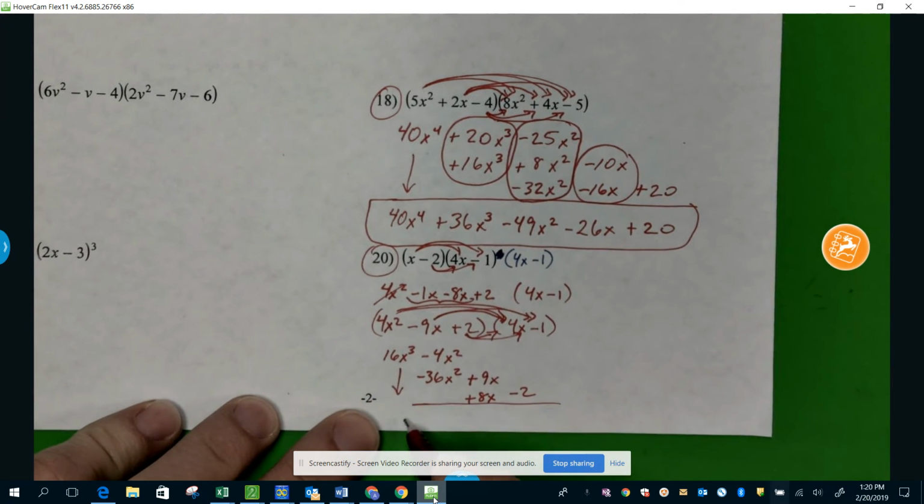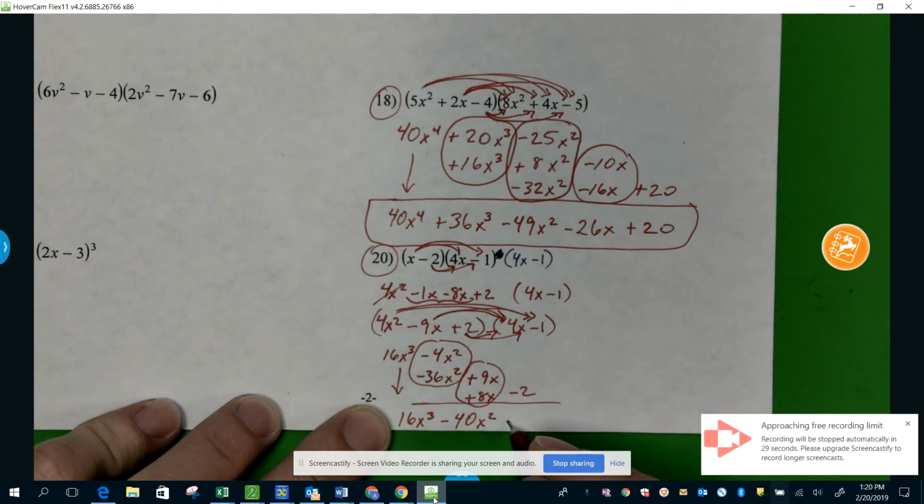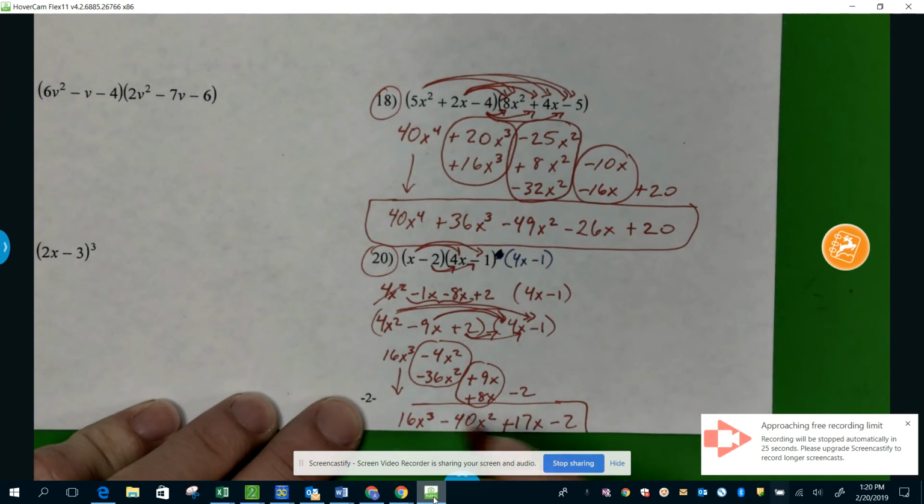So x cubed, all I have is 16x cubed. X squareds, combine the like terms. Negative 4 minus 36 more, that's negative 40 x squareds. X's, positive 9, positive 8, that's positive 17 x's. And then the constant minus 2 at the end by himself.